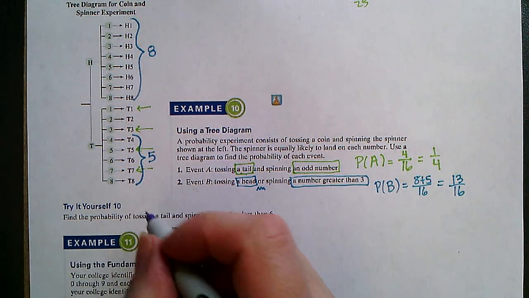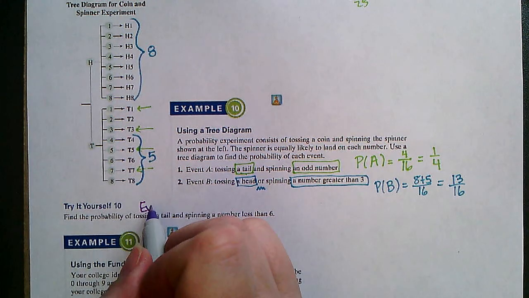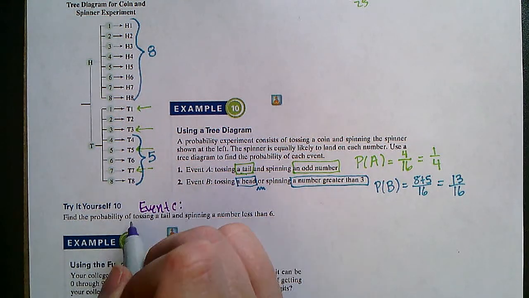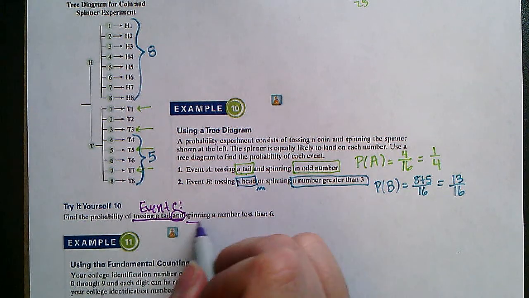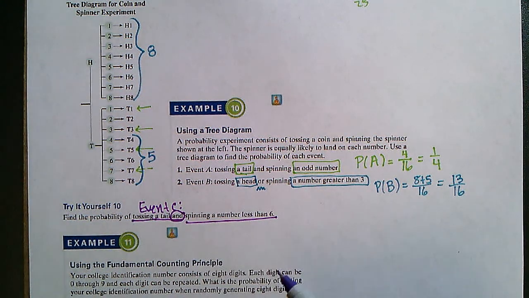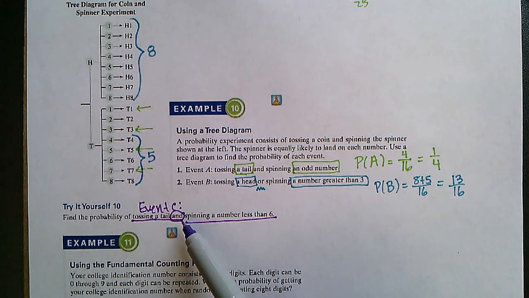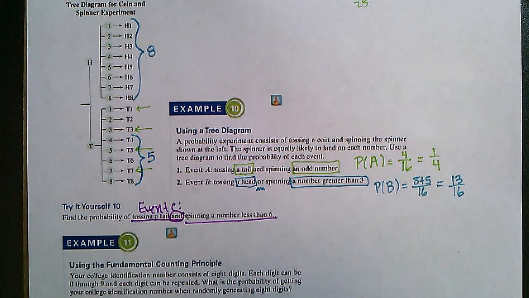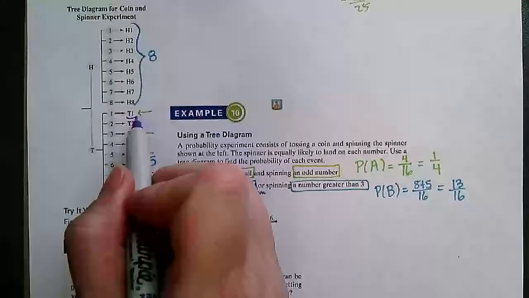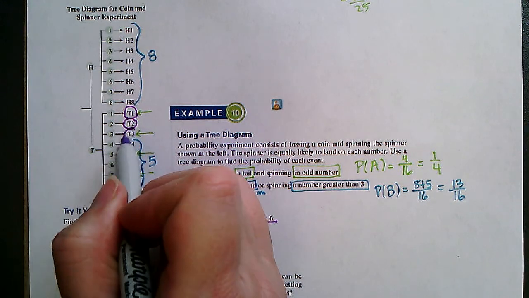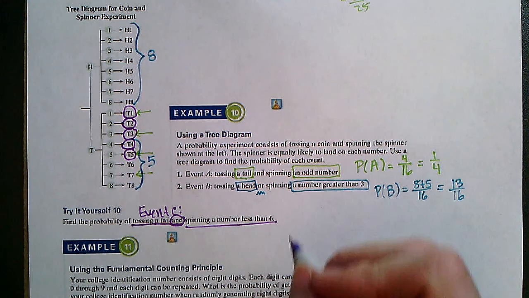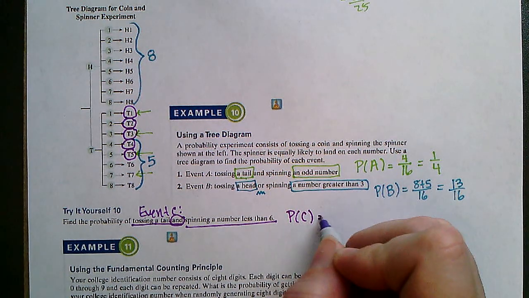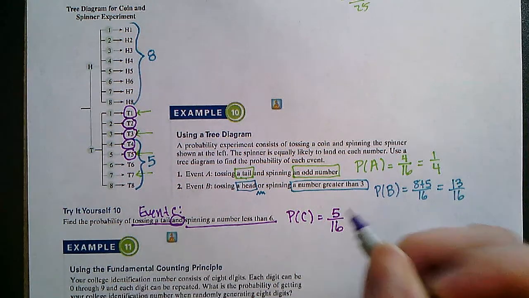We're going to call this event C. Event C is going to be tossing a tail and spinning a number less than 6. So this word "and" means that what we're looking for has to be a tail, and it also has to be a number less than 6. So a tail that's also less than 6 would be these 5. So the probability of event C would be 5 out of 16.